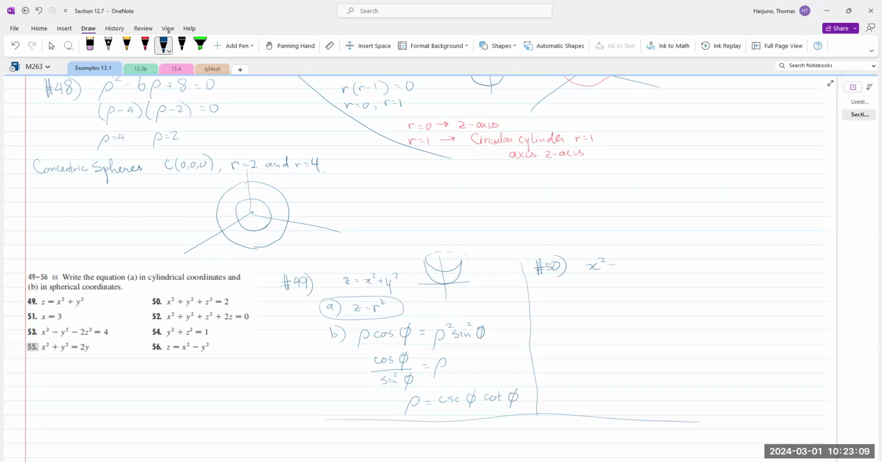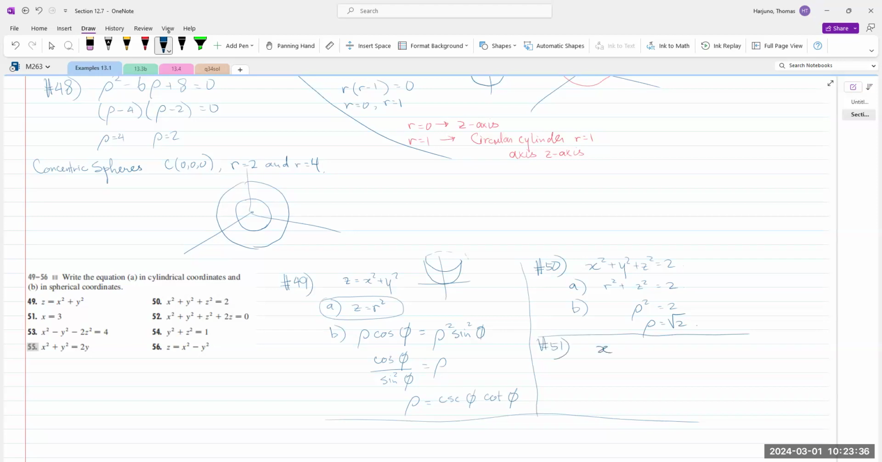x squared plus y squared plus z squared equals 2. This is a sphere centered at origin with radius radical 2. In part A, that's r squared plus z squared equals 2. In part B, this is rho squared equals 2, or simply rho equals square root of 2. Okay, that's easy. Number 51, I think that one is also easy.